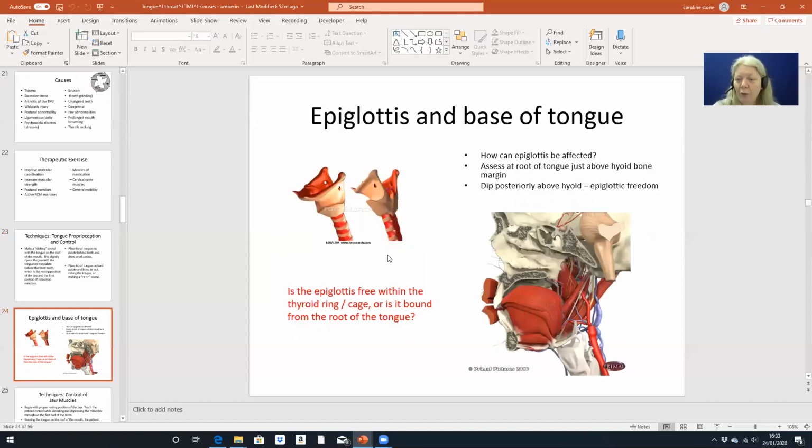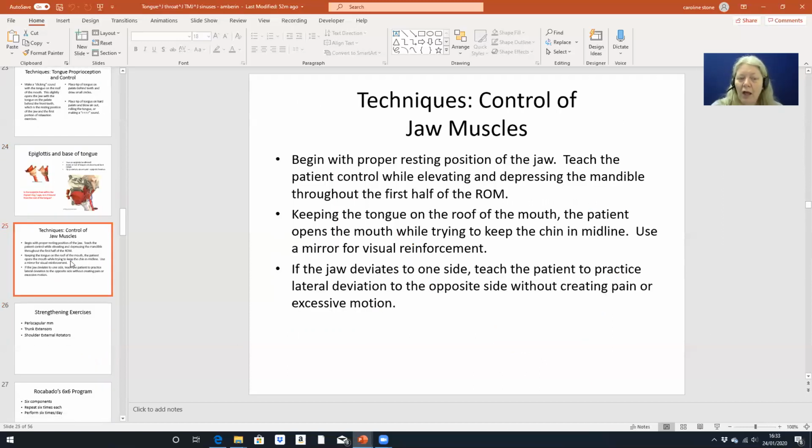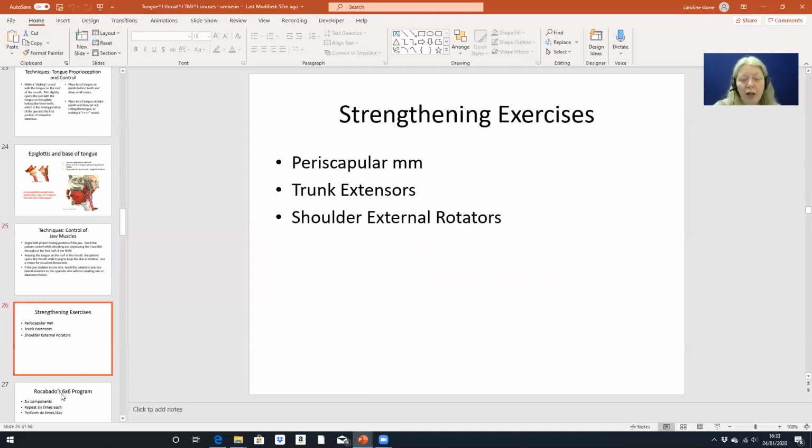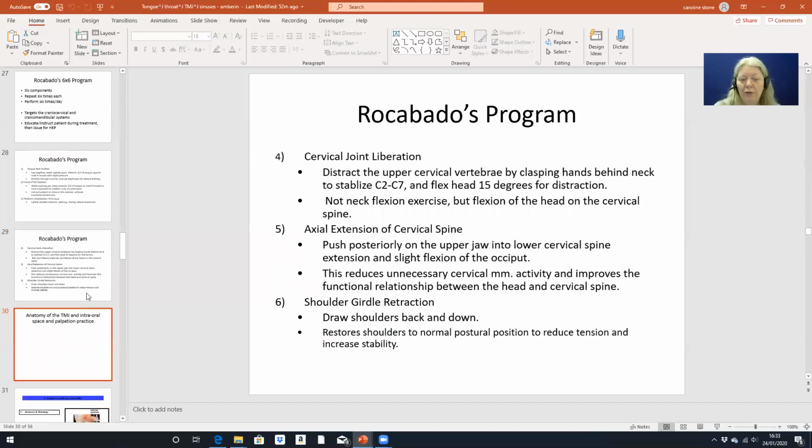So we also talk about epiglottis, hyoid techniques, and how to do these safely without causing impact to the airflow and so on. So literally looking at the wider aspects of TMJ function, all of the accessory muscles, techniques for evaluating the jaw and so on, and ways in which, as I said, the patient can help themselves.